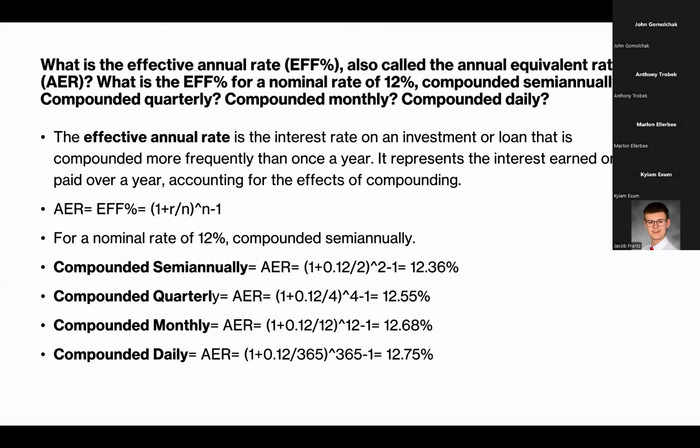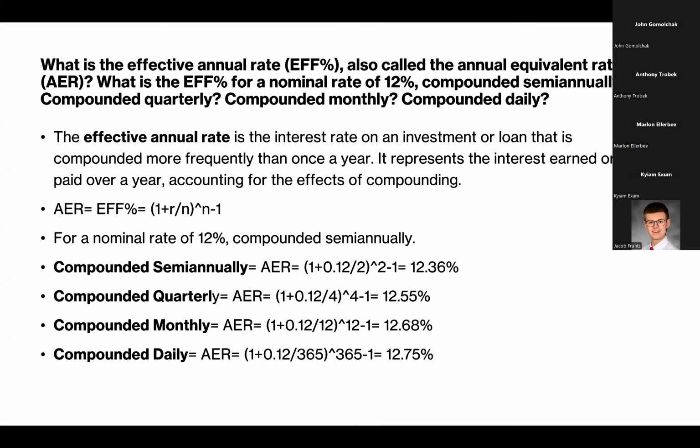Then for the next one, what is the effective annual rate, also called the annual equivalent rate? What is the EFF percent for a nominal rate of 12% compounded semi-annually, quarterly, monthly, and daily? So the effective annual rate is the interest rate on an investment or loan that is compounded more frequently than once a year. It represents the interest earned or paid over a year, accounting for the effects of compounding.